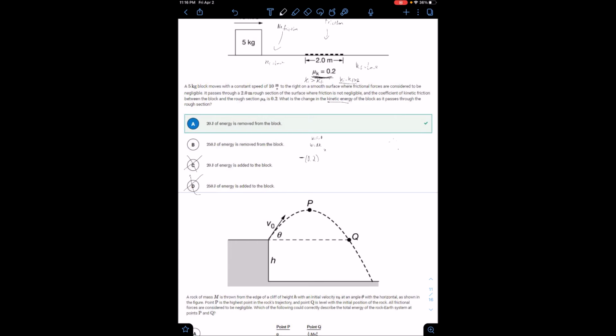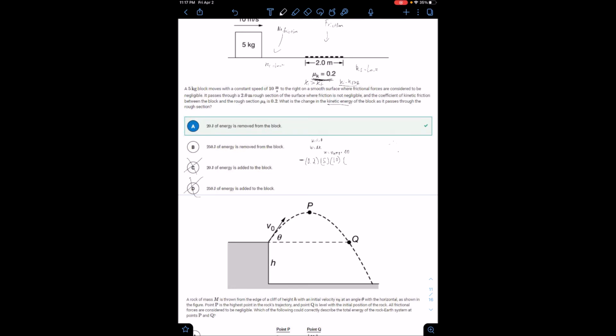So we get work is equal to μk, times the force, which is mass times gravity. So the mass would be 5 and gravity would be 10, since College Board acknowledges it as 10, times the displacement, and the displacement would be 2. And so this is all equal to our work or change in kinetic energy. And so our change in kinetic energy yields negative 20 joules. Thus, 20 joules is removed from the block.